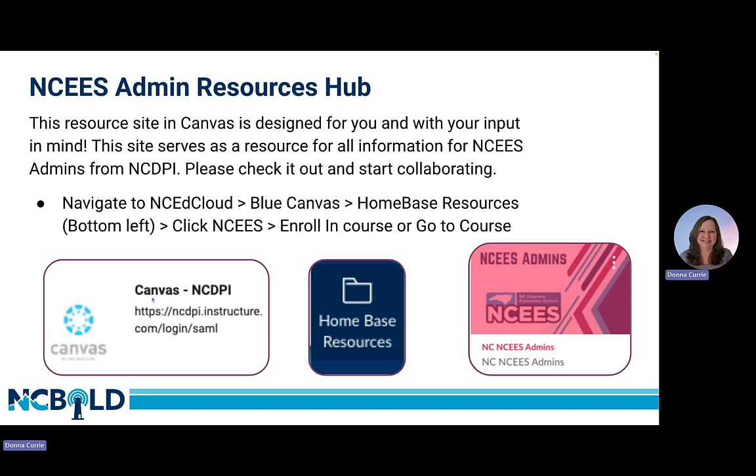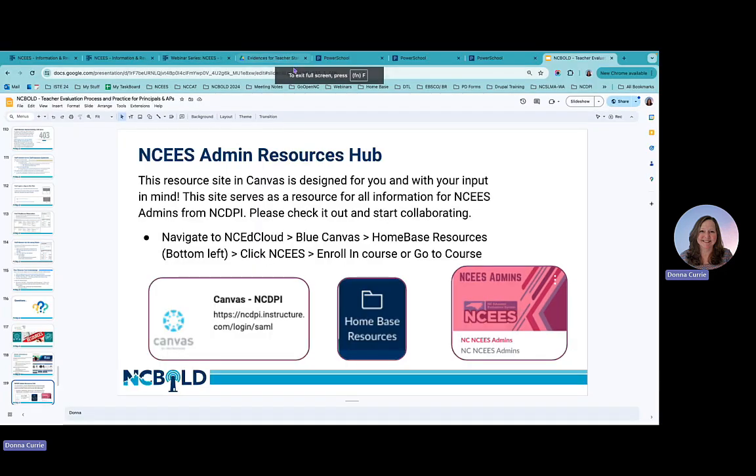So if you would like to be a part of the NCEES Resource Hub, you're going to go to the blue canvas from NCEECloud. If you have a red canvas, that is your school's instance. Blue canvas is DPI. You'll click Home-Based Resources on the bottom on the far left, and then you can go to NCEES Admin Resources. I'm just going to show you what that looks like.